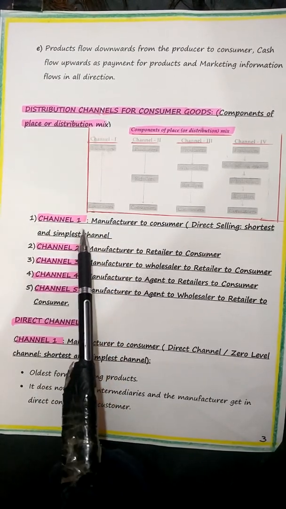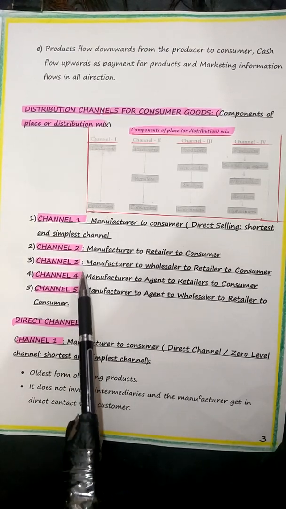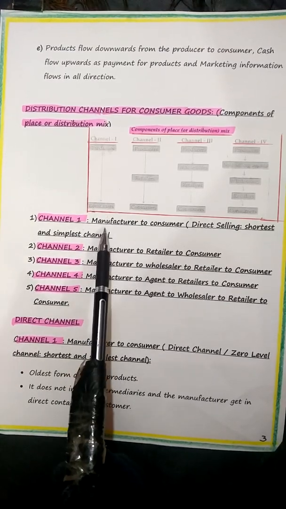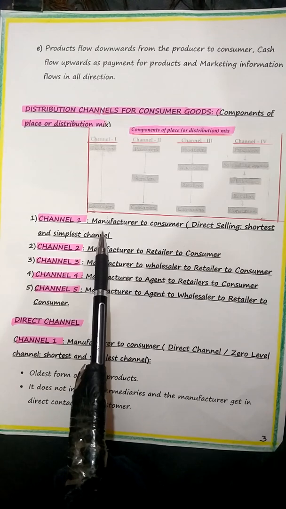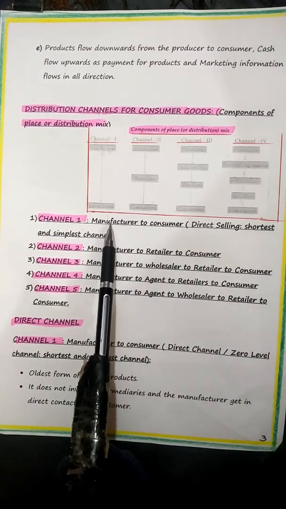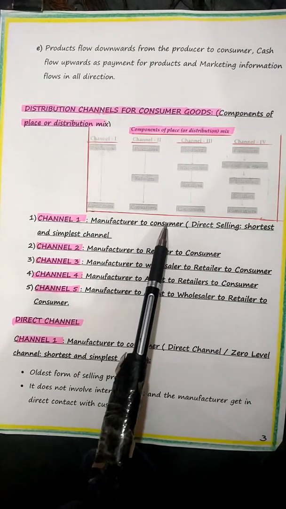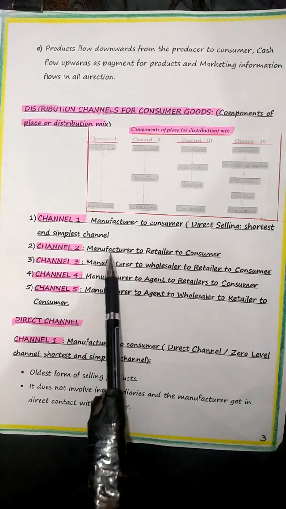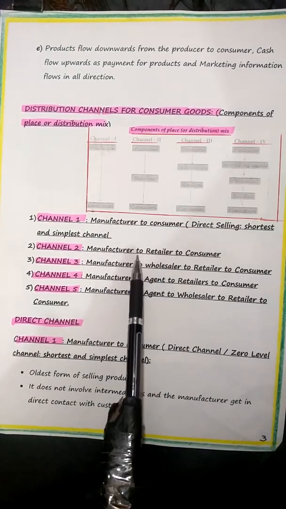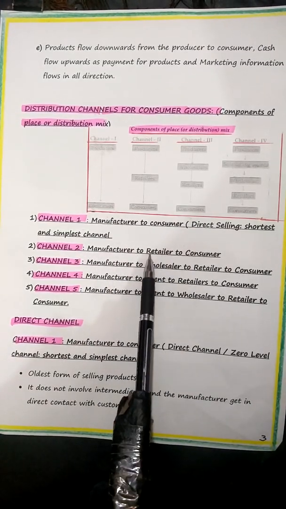Now, first, channel 1, channel 2, channel 3, channel 4, channel 5. Channel 1 is the simplest, direct selling, the shortest and simplest channel. Just straight away from the producer, the manufacturer, to the consumer. Direct channel, which is the oldest one. You're going to study the features later, children. Then second one is manufacturer to retailer to consumer. One intermediary added here, retailers.